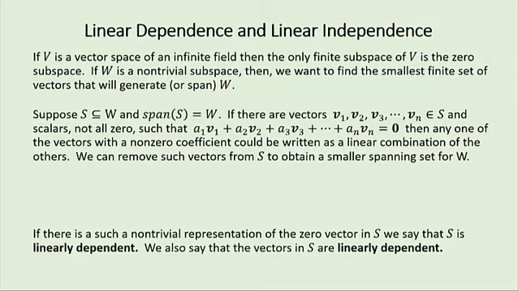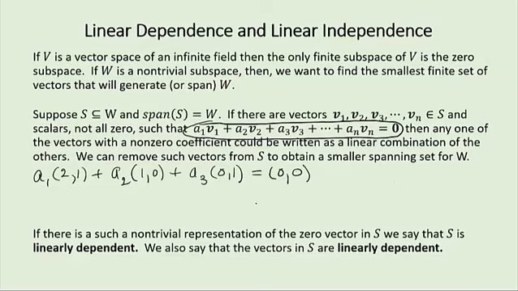Well, if there are vectors in S, v1 through vn, and scalars, not all of which are zero, and we can express the zero vector as a linear combination of those vectors from S, then any one of the vectors with non-zero coefficient could be written as a linear combination of the others. Just move it to the other side. And we could remove that vector from the set S and obtain a smaller spanning set for W.